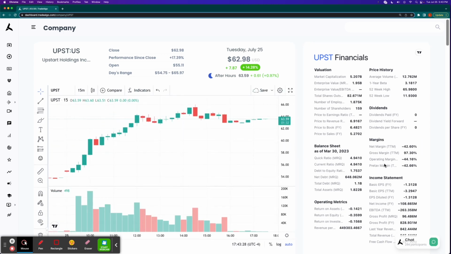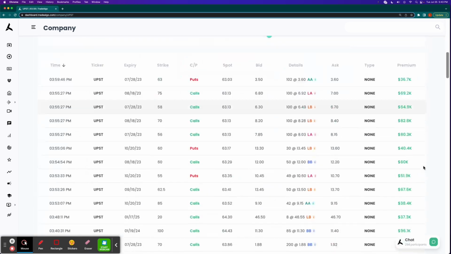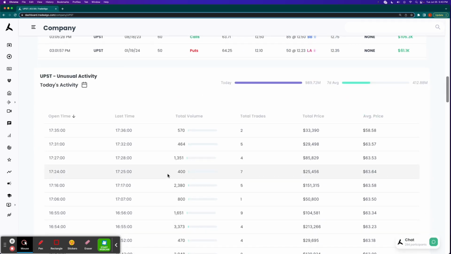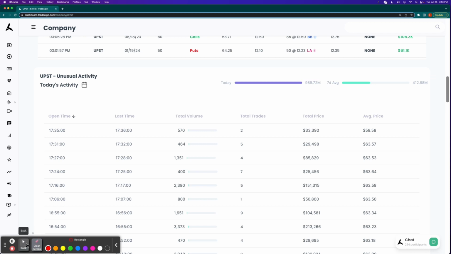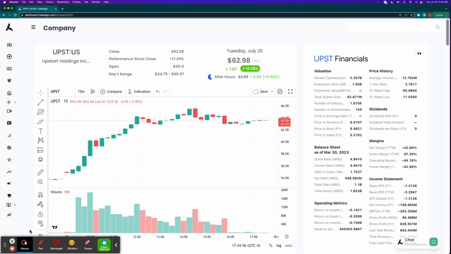What our AI and algorithms are detecting is that typically only $412 million of Upstart, UPST, is traded behind closed doors by large market makers over a previous 7-day average. Today alone, nearly $1 billion, or almost $600 million extra than it would normally get in a fraction of the amount of time. No wonder it's making such a large directional move.